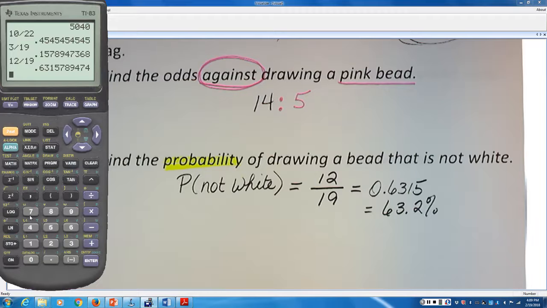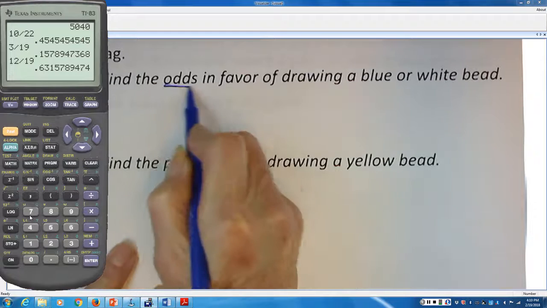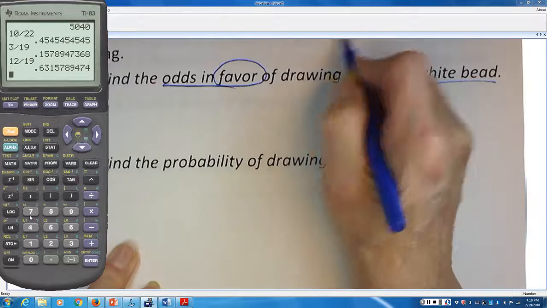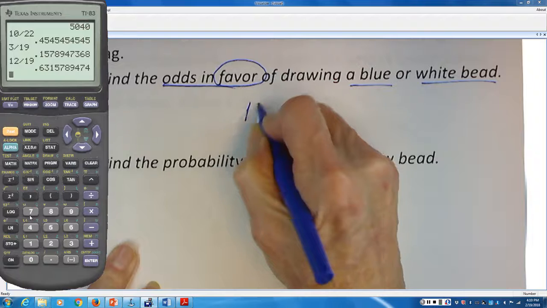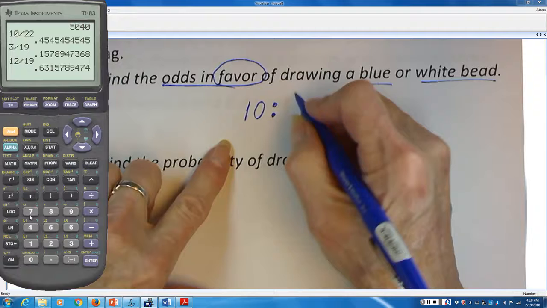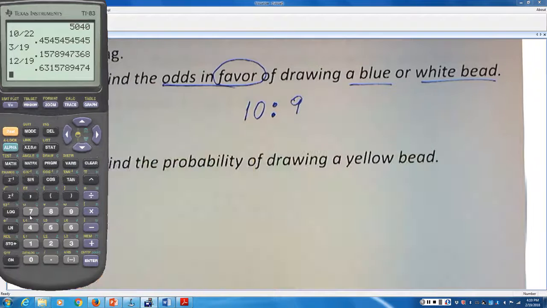Think you got this so far? Let's do a couple more. Find the odds in favor of blue or white. That means we want to count the blue ones and count the white ones. 3 blue, 7 white. So there's 10 in favor to 9 that are not blue or white.